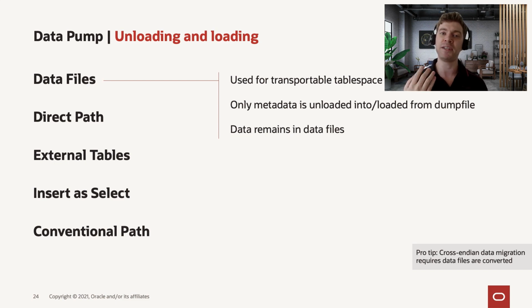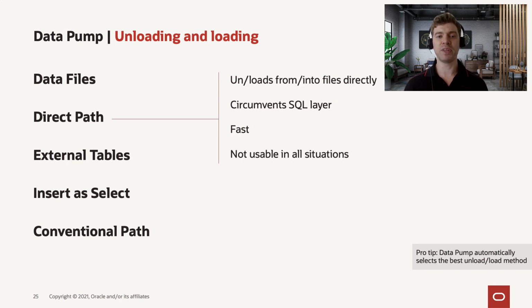If you have different endians, you can use DBMS_FILE_TRANSFER or RMAN to convert the endianness of those data files. So this is a very fast method and very useful when you're moving a full tablespace or a full database from one source system to a target system. Direct path is one of the fastest methods that we have.